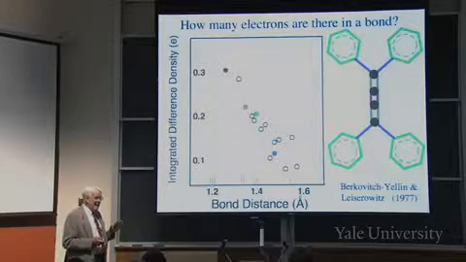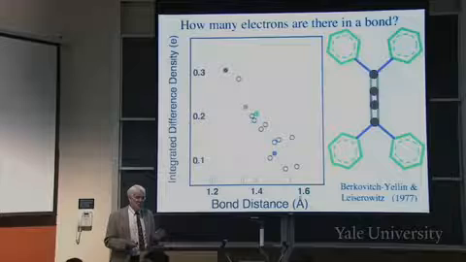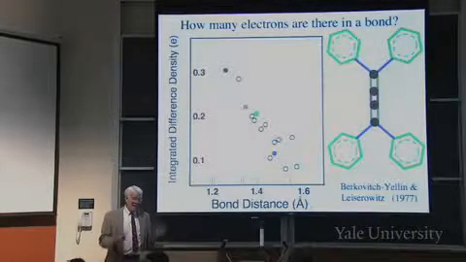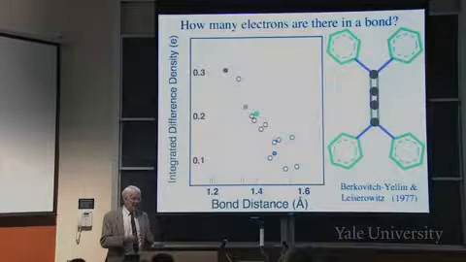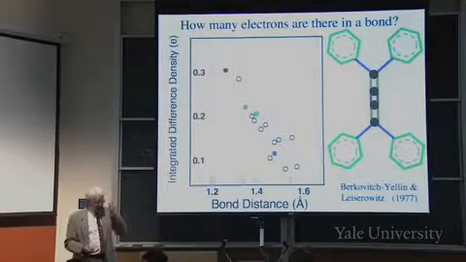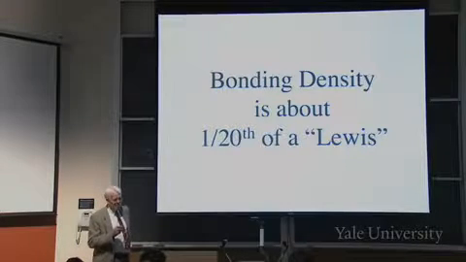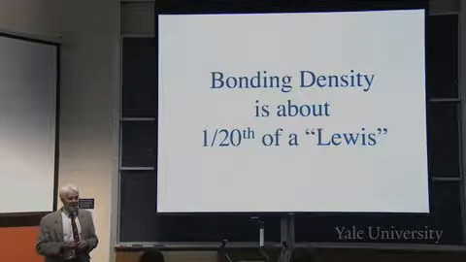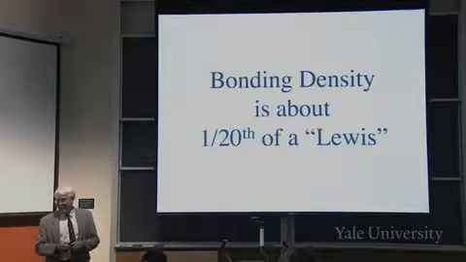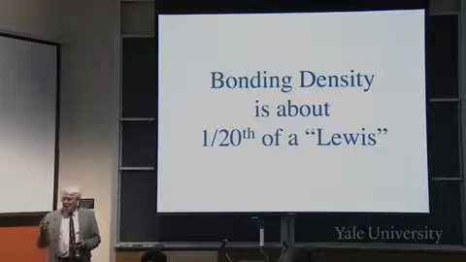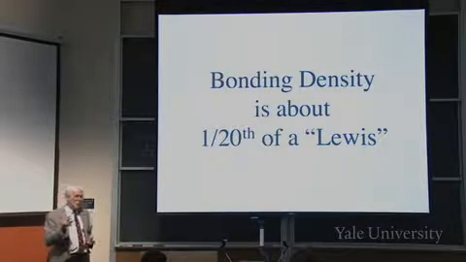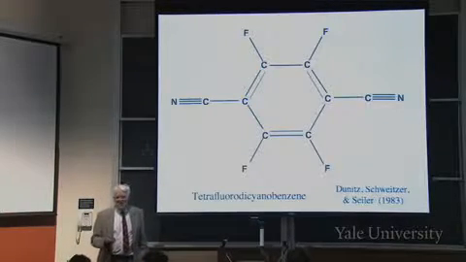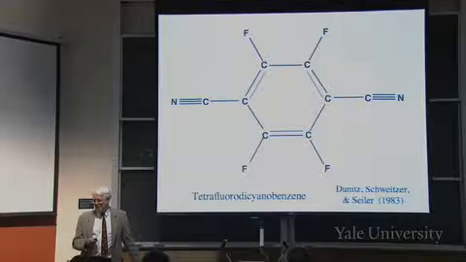So bonds are a very minor game in the distribution of electrons. Lewis, in a sense, was sort of right. There's electron density shifted between the atoms to hold them together, right? But much less than pairs of electrons. In fact, this amount of bonding density is about 1/20th of what Lewis might have said, but never did say because he wasn't that naive. Okay? So instead of getting 2, you get a 20th of 2, 0.1. Okay? So bonding density is about a 20th of a Lewis. Incidentally, the unit Lewis is used only within this class.